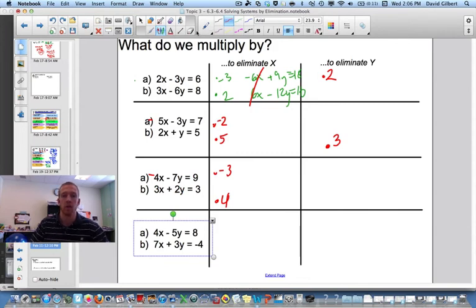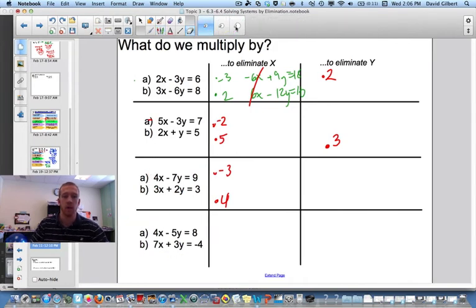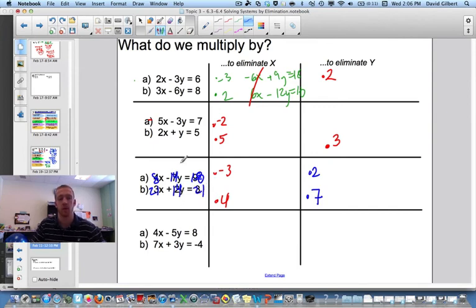Now if I want to eliminate the y's, I have to multiply both equations again. One's already negative and then the other one's positive, so I'd multiply the top by 2. That would give me a negative 14y. And then multiply the bottom by 7. That would give me a positive 14y. So I have negative 14y plus 14y. That would cancel.